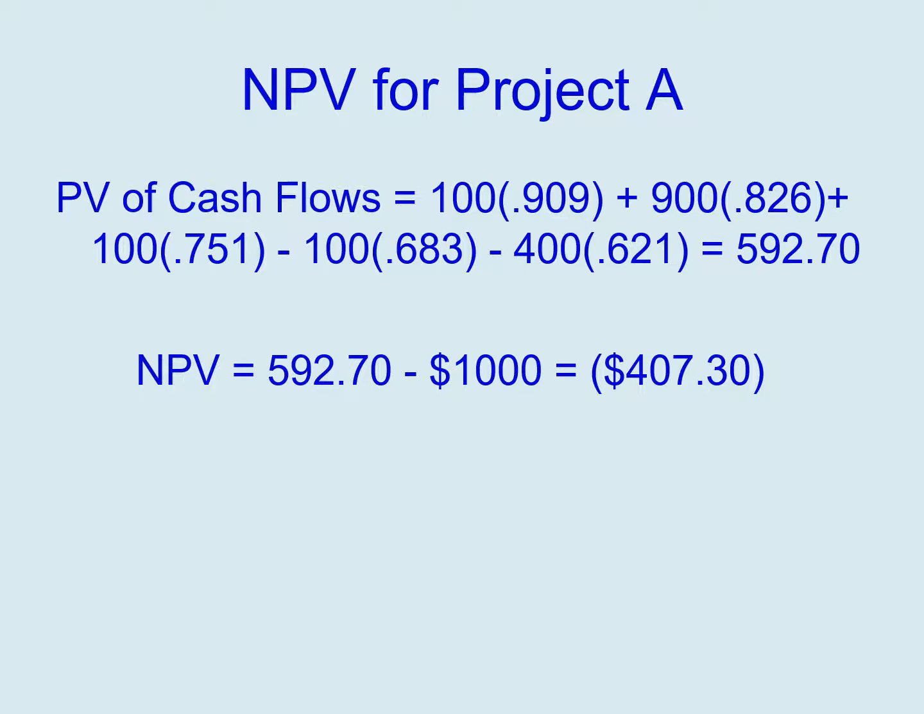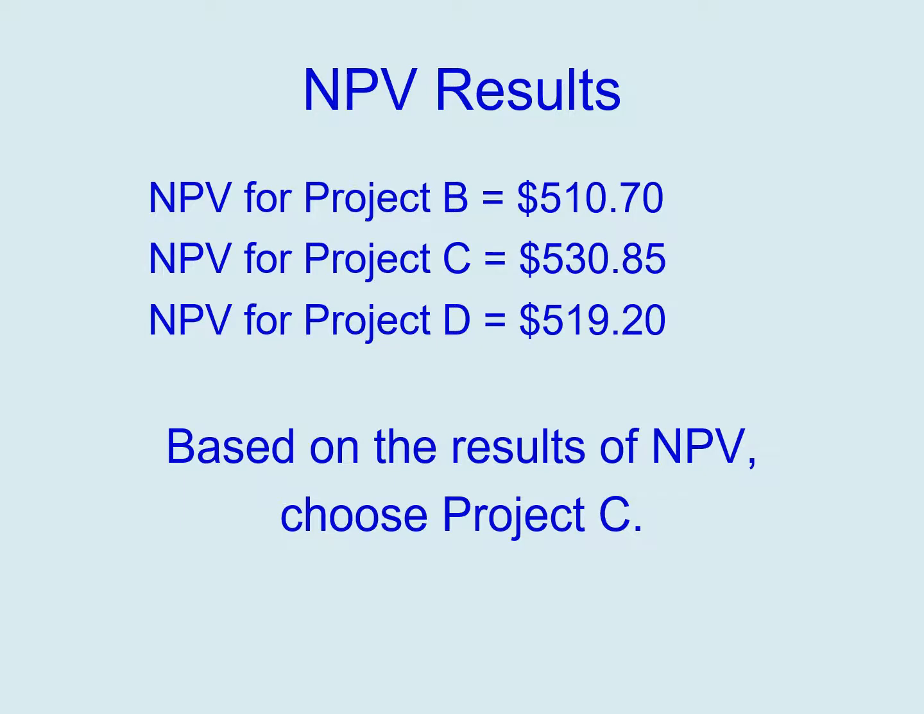In this case, since we have 4 projects that we're deciding between, we'll calculate the NPVs for all of them. I won't show all the calculations. I'll give you the end results, and if you want to try it on your own, you can. But the NPV results look like this. So the net present value for Project B, again discounting at 10%, is $510.70. For Project C, $530.85. For Project D, $519.20. So based on the results of the net present value, you'd want to go with the one with the highest NPV, which is Project C, $530.85.